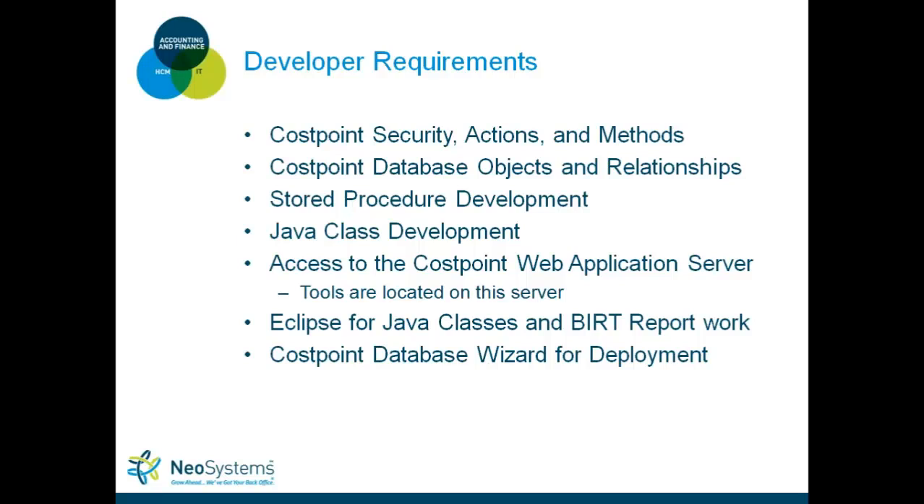They also need access to the Costpoint web server. That's where the tools are that we use to change and modify Costpoint using extensibility. And then the other thing is they'll need Eclipse for creating and compiling these Java methods. Also for any of the BERT, which is the new reports within Costpoint. So basically with 7.01, we're able to change the reports themselves, and the Eclipse BERT tool is how we can actually do that with extensibility.